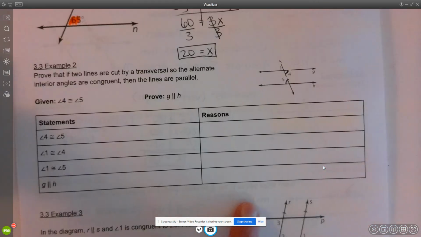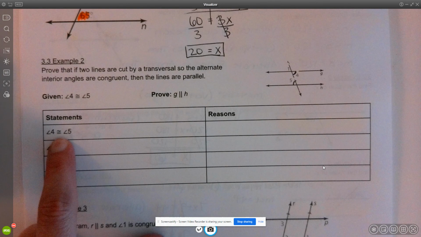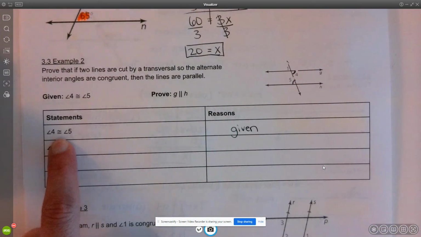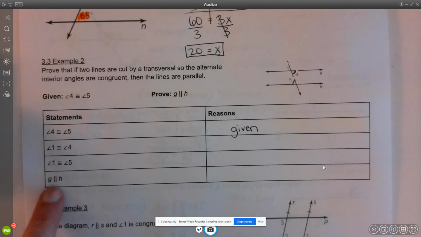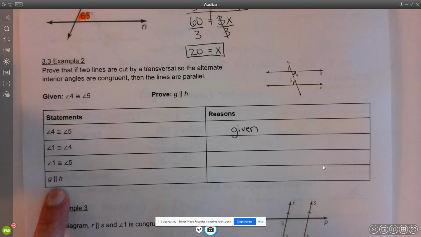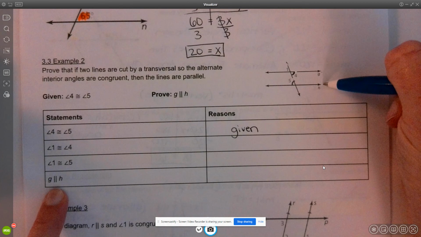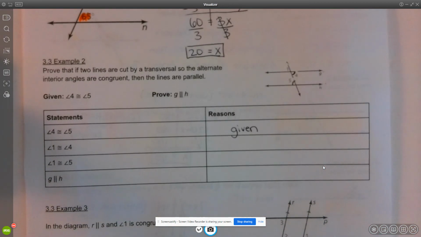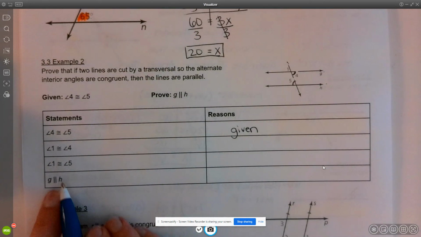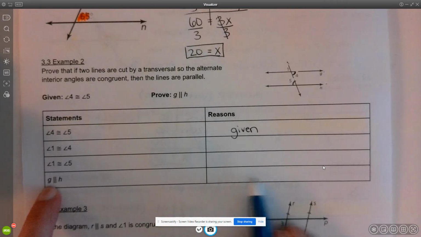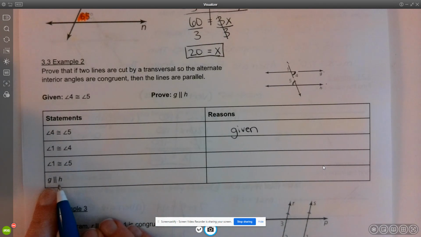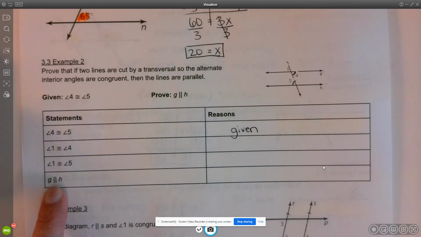So if we're proving this, and here's our 2-column proof, that first statement is given. Notice at the end, our goal is to prove that line G is parallel to line H. We don't know that yet. We're going to try to prove that. So this tells me that one of my converse theorems is going to need to be in this final box. Remember, because we use those to prove that lines are parallel.